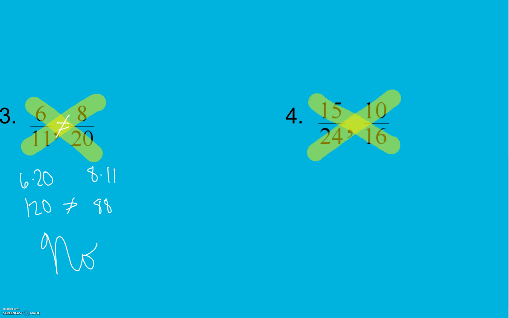Okay, last one here, number 4. Check our cross products. 15 times 16 and 10 times 24. We get 240 and 240. Those are equal, so we can set our fractions equal to each other. They are proportions. If we reduce them down, we get to the same fraction on both sides.